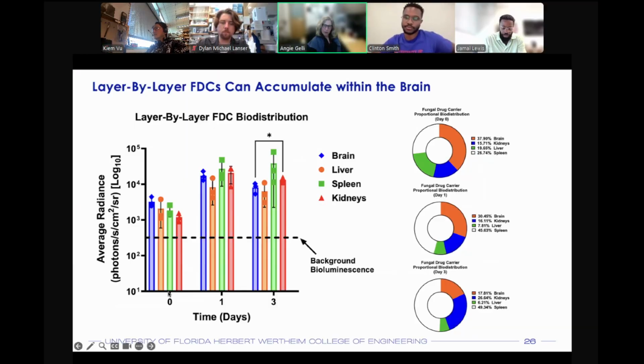And Clinton, the strain of crypto that you're using, is it just like an H99, just a typical lab strain? So it is an H99. Well, it depends on which experiment. For the animal studies, it is the H99 serotype, but it has been engineered to express luciferase. But for the other ex vivo or in vitro studies, I've been using just the standard H99 strain. Okay. Well, the data is very promising.